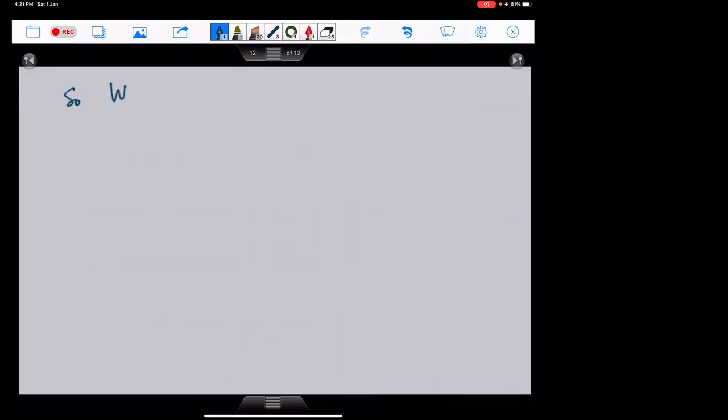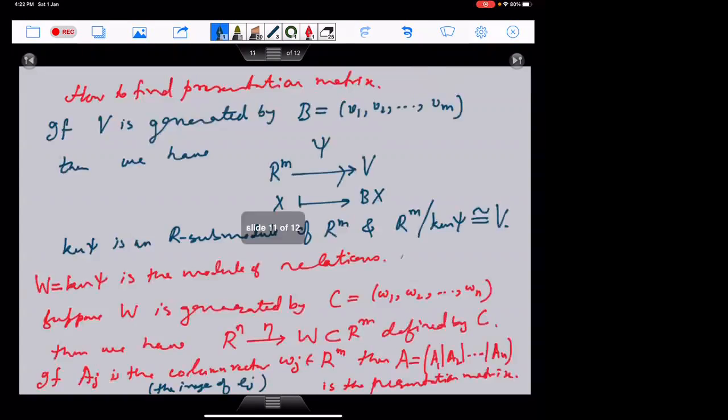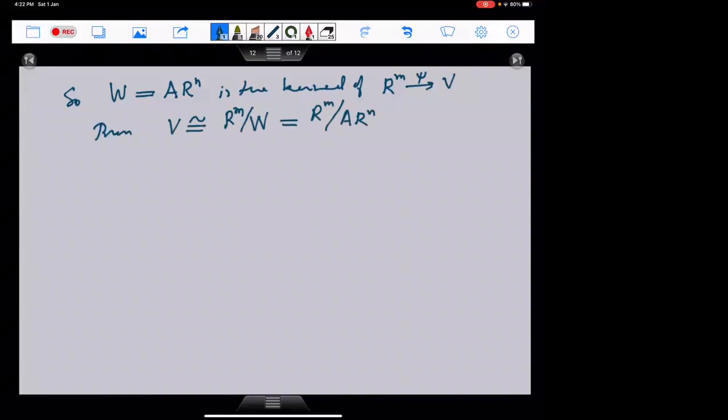So W is equal to Arn, the kernel of the map Rm to V, which we call psi. Then V is the given module, R^m upon W, which is the same thing as R^m upon Arn, because we are now writing W as Arn. This map eta is surjective.